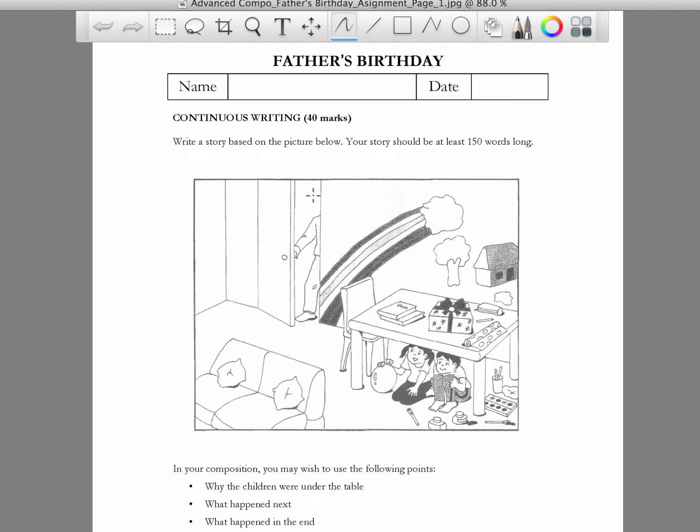And because we see this man coming in, we can then assume that it's going to be the children's father's birthday. And so the children have done all these preparations to give him a surprise birthday party. Very simple storyline, right? There seemed to be a slight kink in the plot though.